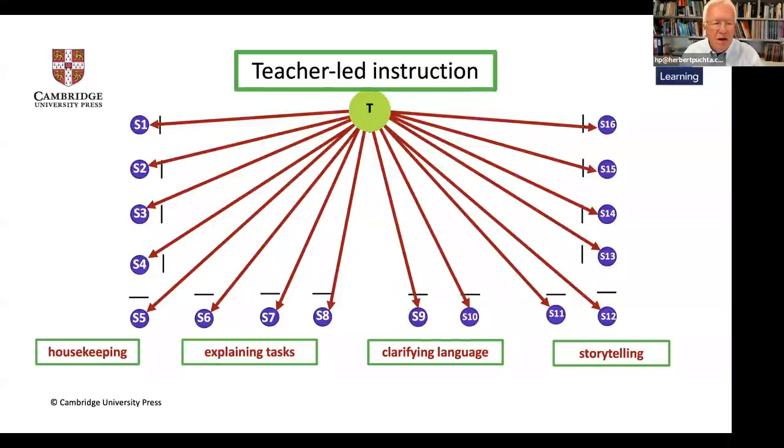So as you can see here, there are just a few examples. There are others, of course, for all kinds of short housekeeping announcements, for explaining tasks and clarifying language, for storytelling, etc. But if we believe, as Gordon Wells does, in the socio-cultural dimension of learning, that is, how great a positive effect can be gained from the interaction between teacher and learners, and between the learners themselves, we need other social arrangements as well. We need pair work, for example, and group work.